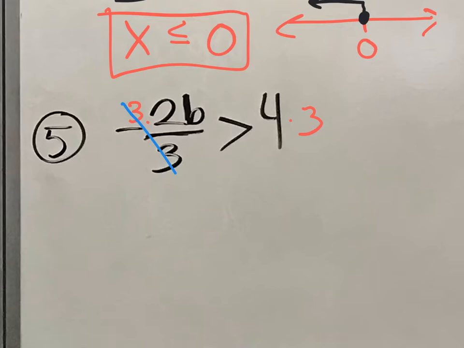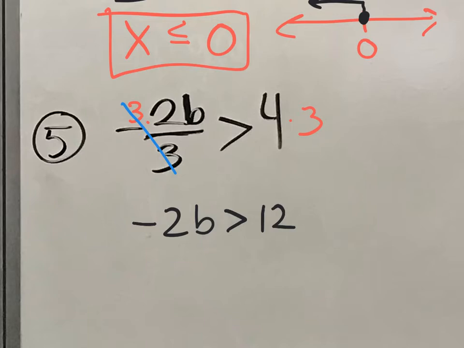What do I have left over? 2b. What about this one right here? Negative 2b, right? Okay, so let's put negative 2b, and then what else? Greater than 12. You don't flip it, right? It stays the same. The only time you flip it is when you multiply or divide by a negative.